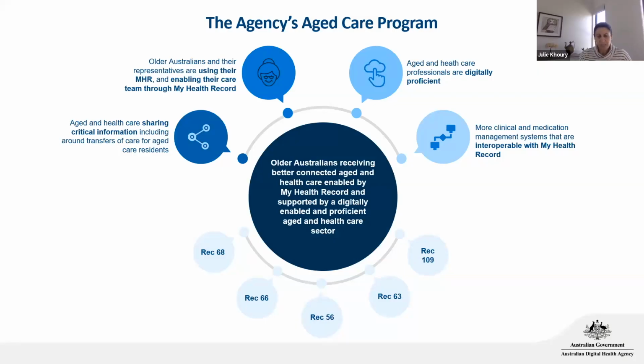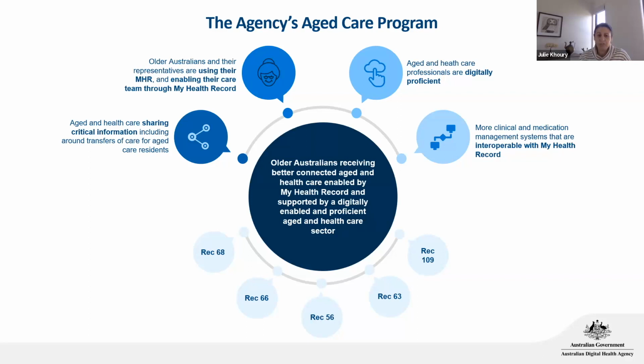So both Peter and I will tag team a little bit through this morning's update. I will just provide an overview of the aged care program, and more specifically the projects that we have underway to support a couple of the recommendations of the Royal Commission, primarily 66 and 68, so around transitions of care and universal adoption of My Health Record. And then Peter will talk specifically to his project and the support to connect and register facilities to My Health Record.